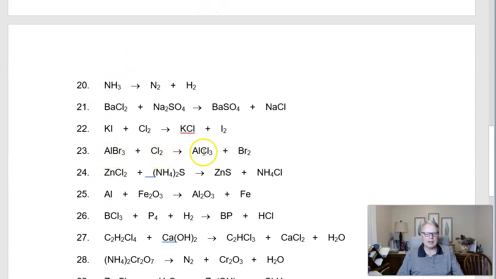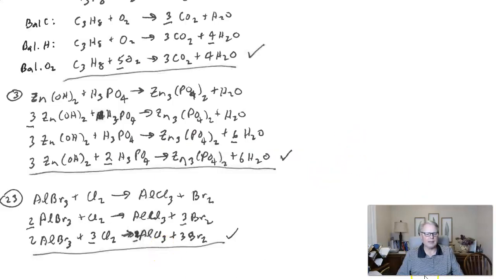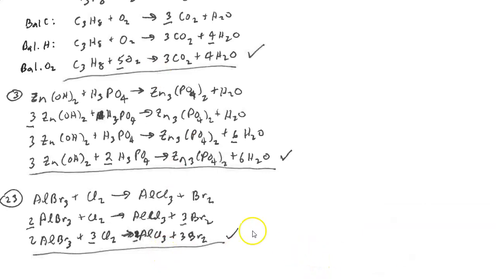So you remember I said that there are times when you have to add coefficients to both sides. So when would be a time? Well, that would be here. Let's look at this one. It's a good example. So this one first, then we'll come back and pick up the other. This is aluminum bromide, no Roman numeral because it's aluminum. Remember, always plus 3. Aluminum bromide plus chlorine goes to aluminum chloride plus bromine.